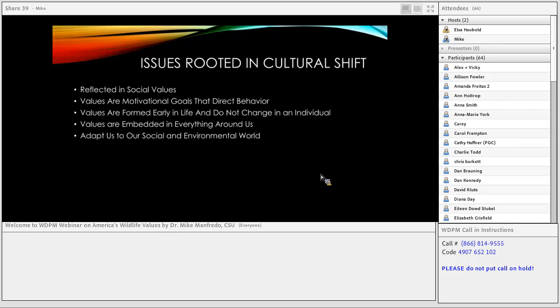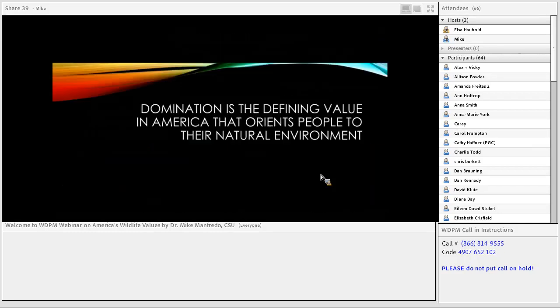They're formed very early in life. They don't change within an individual over time. They do change at a state level, which I'm going to talk about later. Values aren't something you learn in a brochure. They're embedded in virtually everything around us, the way we talk, the stories we tell, material culture, the technology we have. It's everywhere around us. And they're useful from an evolutionary standpoint because they adapt us to our social and environmental world.